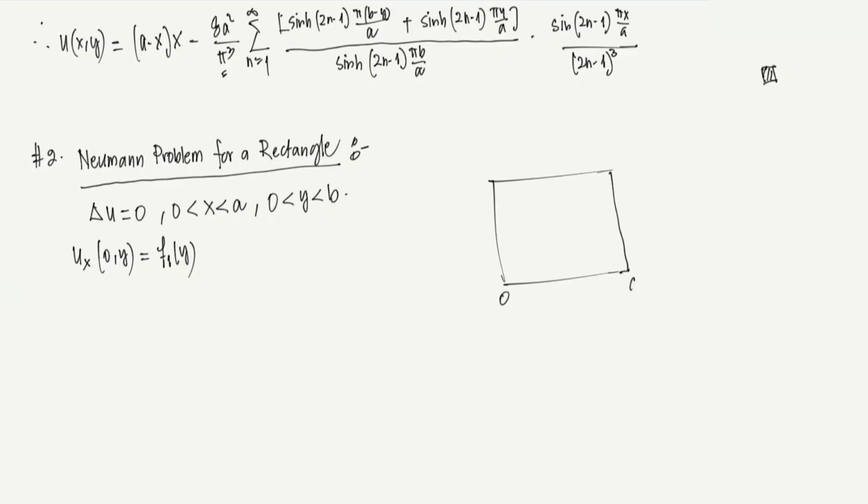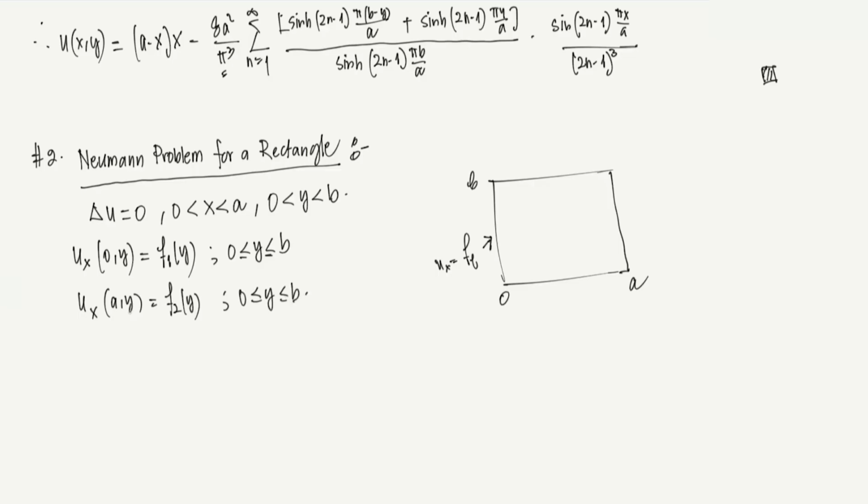Okay, 0a and 0b. On x equals 0, this is f1. This is ux equals f1, not u. Now, the second condition is ux with respect to x, for 0 less than y less than b. Sorry, less than or equal to, the boundary, right? So ux at the point ay is f2 of y, again 0 less than y less than b.